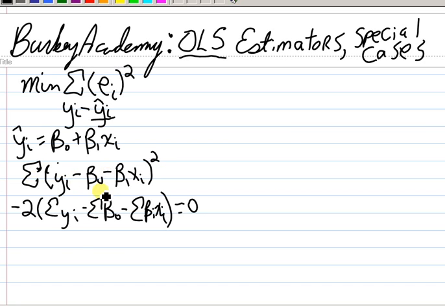So that's basically the standard case. Actually, you would have two derivatives here. You would take the derivative with respect to b0 and with respect to b1. So you technically have two equations and two unknowns. Let's go on to a special case.